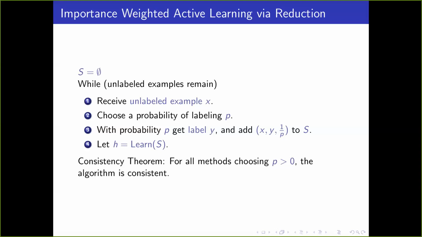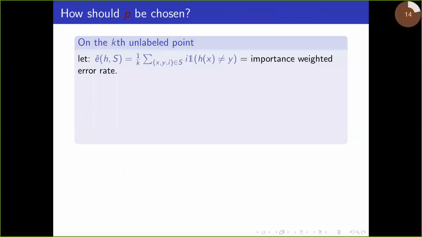Yeah, so that's what we're going to spend some more time on. The basic claim is that you can do just about anything as long as P doesn't go to 0, or at least doesn't go to 0 too fast. But there are some approaches which maybe work better than others. And that's what the next part is about. Okay, so how should P be chosen?